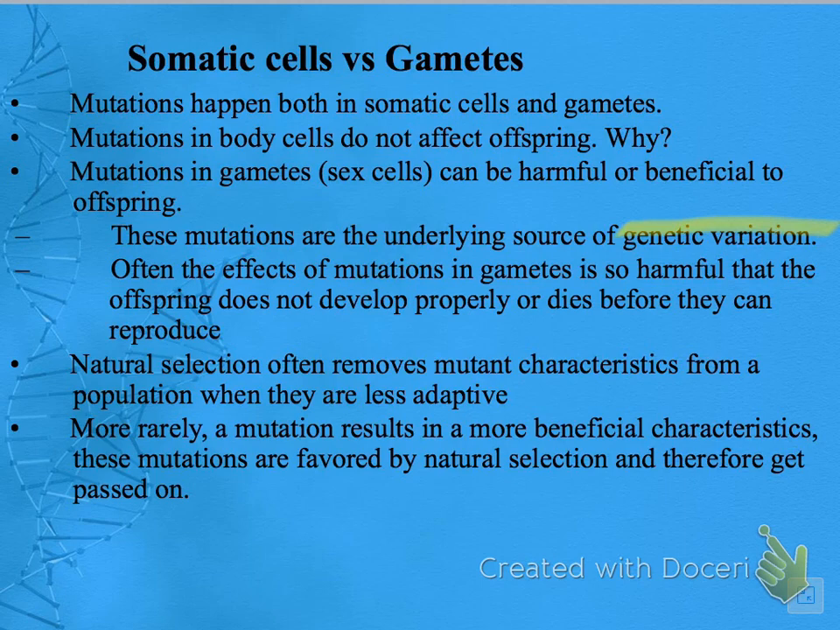More rarely, a mutation can result in a more beneficial characteristic, and these mutations are favored by natural selection, and therefore get passed on. So if I develop some sort of weird mutation in my gametes, so when my offspring are born, that allows them to, I don't know, eat less food but get more energy as a result, that's something that would be advantageous. So their offspring are going to hopefully acquire that same trait, which means that you would have a whole group of organisms that could eat less food but get more work done, and that's something that would be beneficial. Just an example that I'm coming up with off the top of my head. There's a bunch of other ones that actually occur.